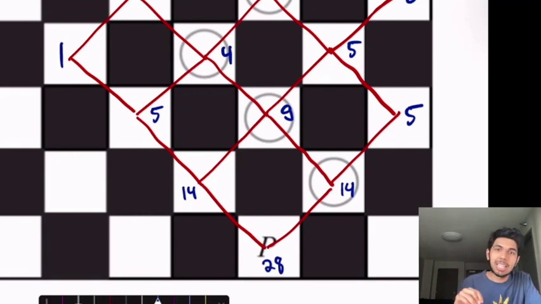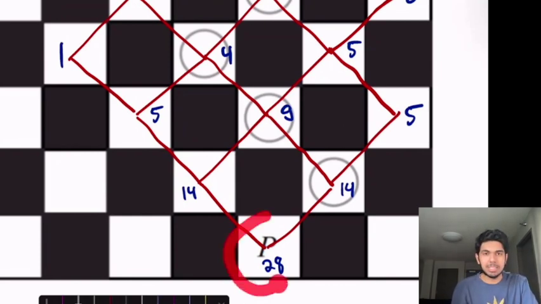The blue numbers told us how many paths to Q are there starting from the square I'm at. And we worked all the way down to P, and this says 28. There are 28 paths to Q starting from P.